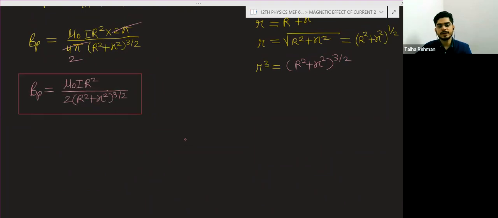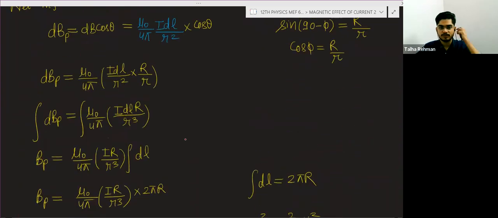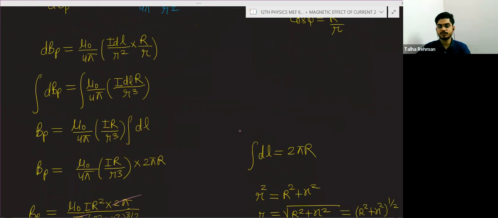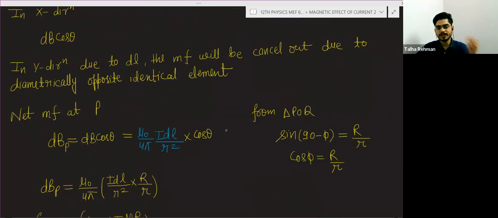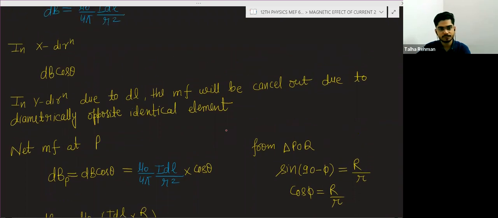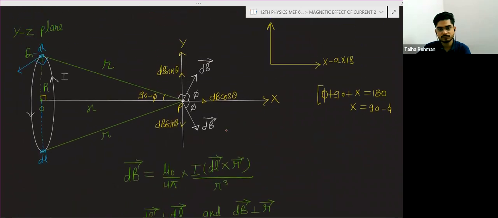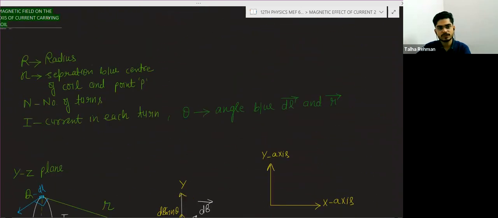This is your final answer for the one coil, meaning for one turn. There are a lot of things in this derivation. We have done the integration, we have used trigonometry, we have used geometry, we have used the right hand rule, we have used the Biot-Savart law, we have used vectors also. So just please note it down.